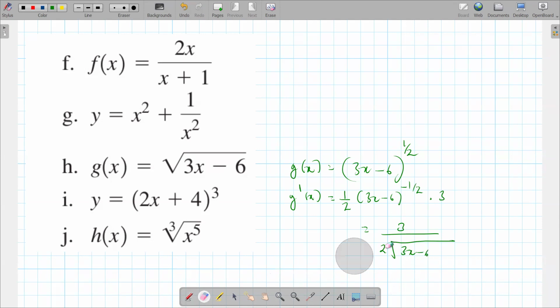No, I'm not going to do this yet, because we have to go one level deeper. So 3, I guess we can move it here. So this becomes 3 over 2.